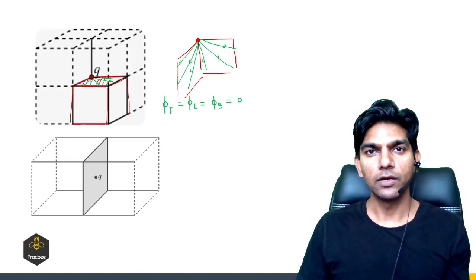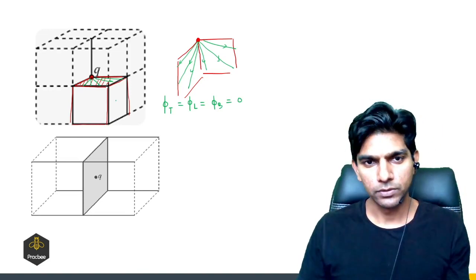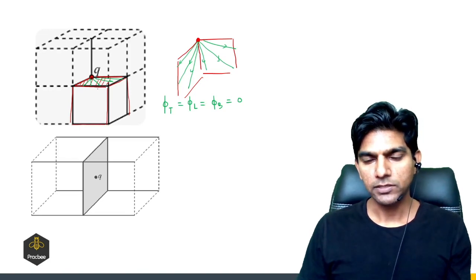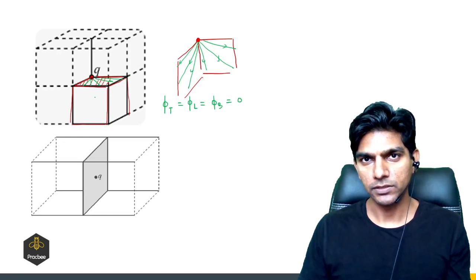So if we want to find how much flux is piercing through the cube, there will be a flux through the other faces, front, right, and the bottom face. And how much is that flux?